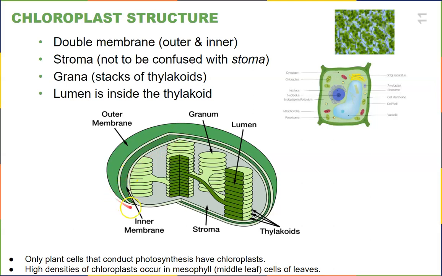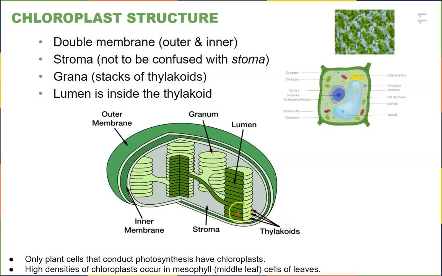One chloroplast looks like this. There is a double membrane here, and then there are other membranes inside of the chloroplast. So there's an outer membrane and an inner membrane. There's the stroma, which is the empty space. This is where one of the reactions takes place. And then there's the granum, which is a stack of thylakoids. Each of the thylakoids, I like to call them pancakes. So a granum is a stack of pancakes.